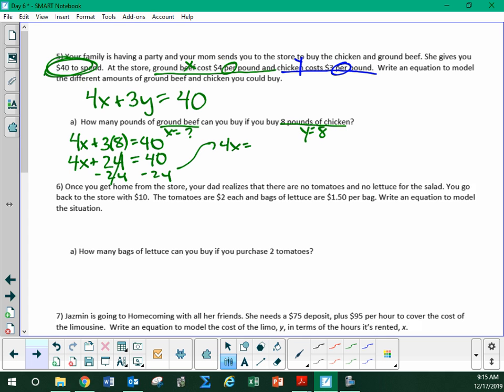4x equals 16. Divided by 4 gives us 4. And what does x represent again? Beef. 4 pounds of beef. What's your question?